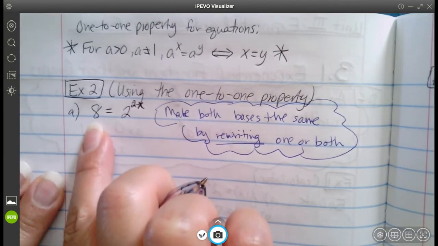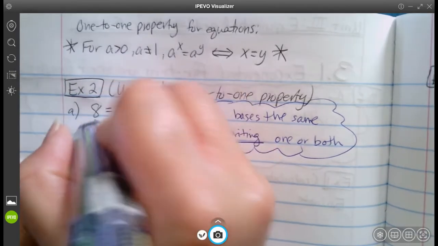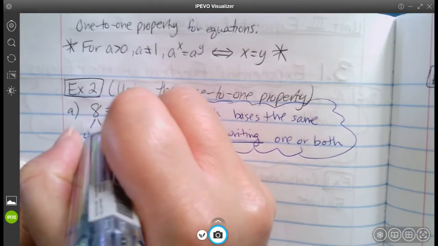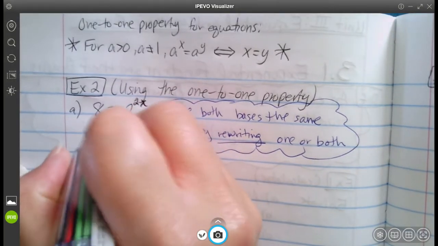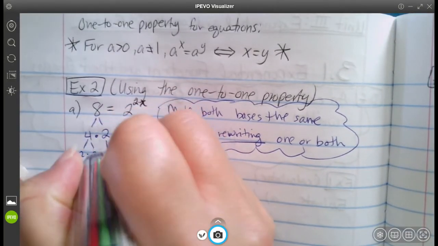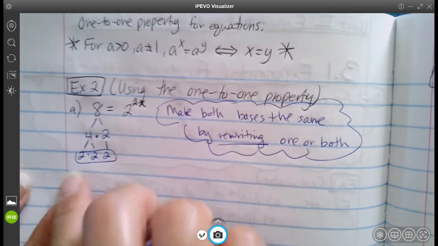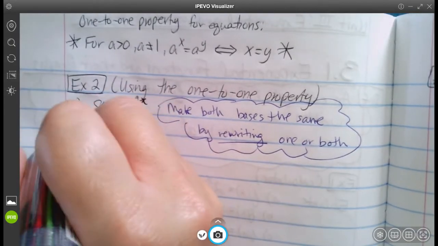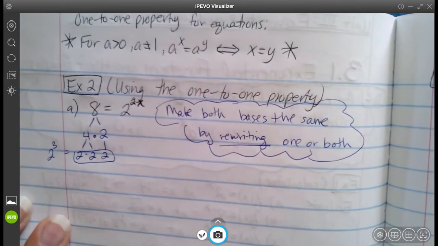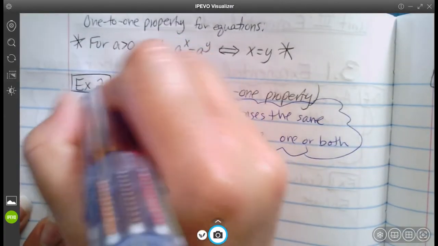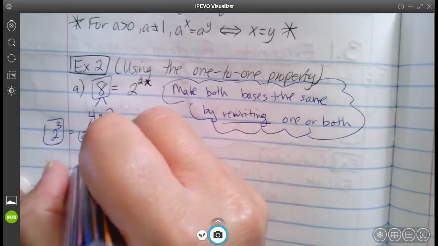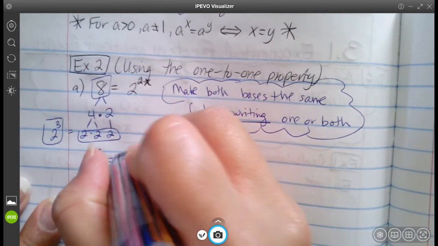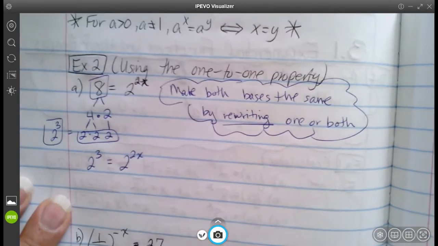Okay, if you can't see that right away, then what you can do is break this down into its factors, which is 4 times 2. This one is 2 times 2. So we can see that we have 3 2's, which is 2 to the third power. So I'm going to replace this 8 with that 2 to the third power. Now I have 2 to the third power equals 2 to the 2x.